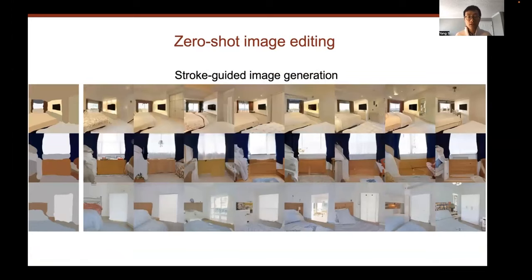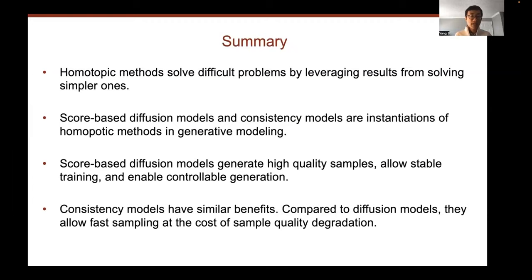So in summary, I have discussed a unified perspective that helps us understand many recent approaches in generative modeling, which I call the homotopic methods. Score-based diffusion models and consistency models can be viewed as instantiations of homotopic approaches. Diffusion models can generate high quality samples, allow stable training, and they enable controllable generation. Consistency models are very much the same. In comparison, they allow faster sampling, but their sample quality can suffer a little bit. So it will be a very good future research direction to consider ways to improve the sample quality of consistency models even further without introducing additional compute and sampling time.